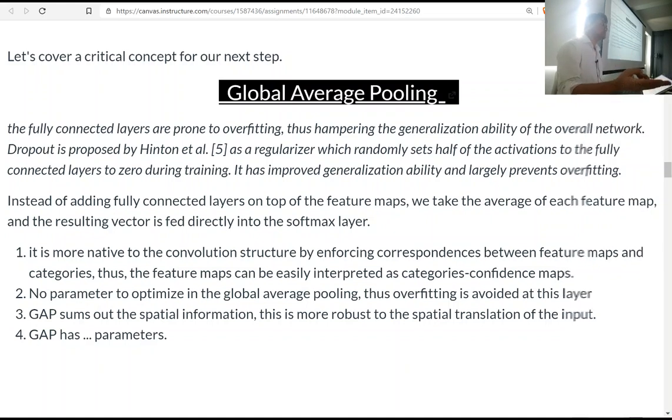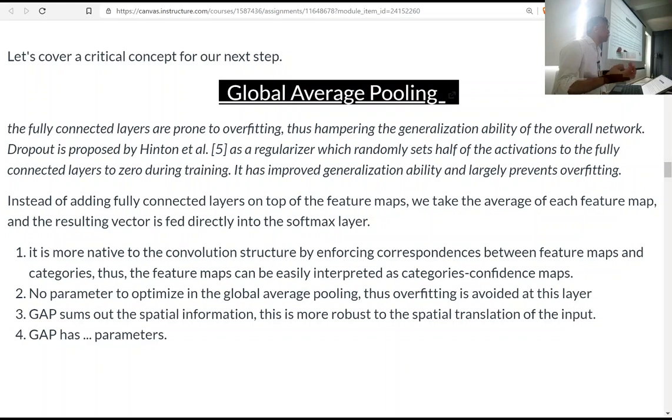No parameter to optimize. Even in GradCam, for example, there are a couple of ways to get to 1 by 1. You can either put a convolution layer of the same size and get 1 by 1, or you can use global average pooling. So these are two different ways, but the benefit of using global average pooling is there is no parameter.